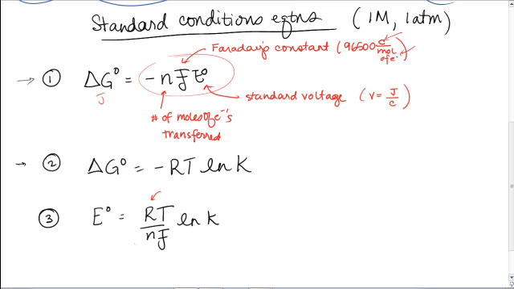You might want to think about what the unit for R is. It's not liter atmospheres, so this is going to be the 8.314 joules per mole Kelvin version. Temperature, of course, needs to be in Kelvin. n is still the number of moles of electrons transferred, F is still the number of coulombs per mole of electrons, and then natural log K. So this is an equation that can be useful to us as well.